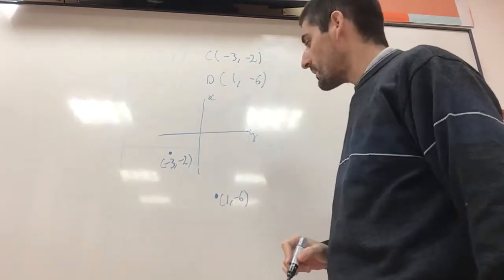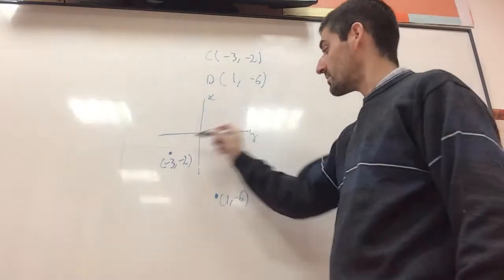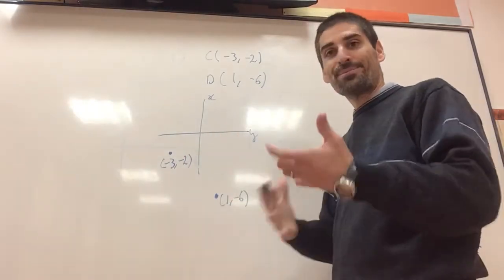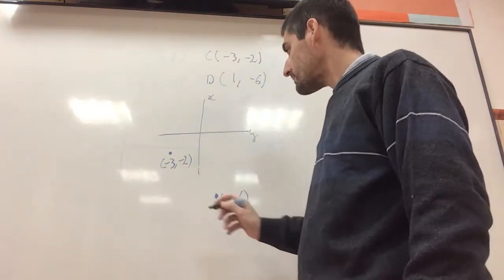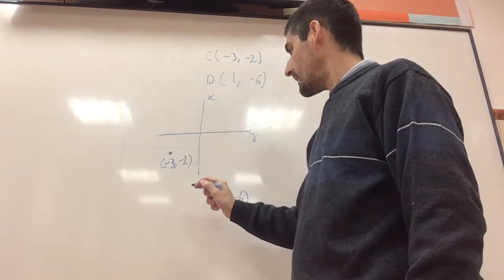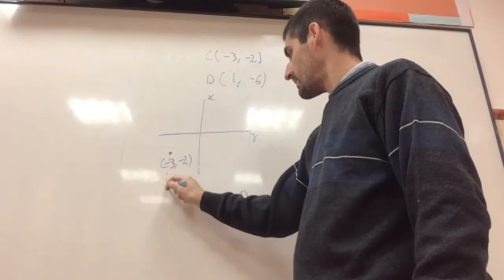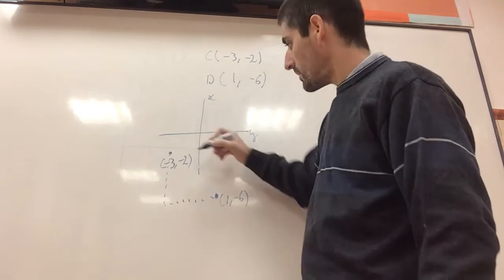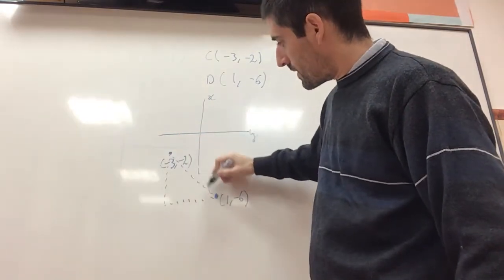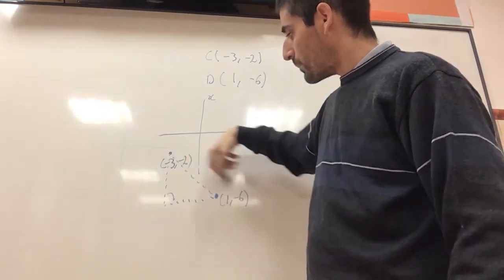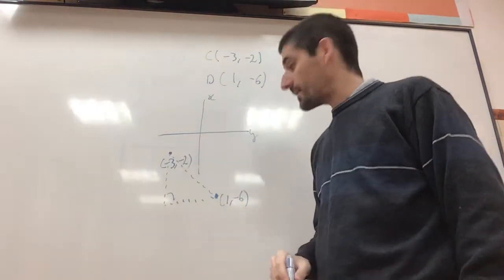Now, where is my right angle triangle? It doesn't matter. You could do it up here or down here. It really doesn't matter. So, I'm just going to draw it down here. Why not? This is my right angle, that's the hypotenuse, so I want to find that distance there.